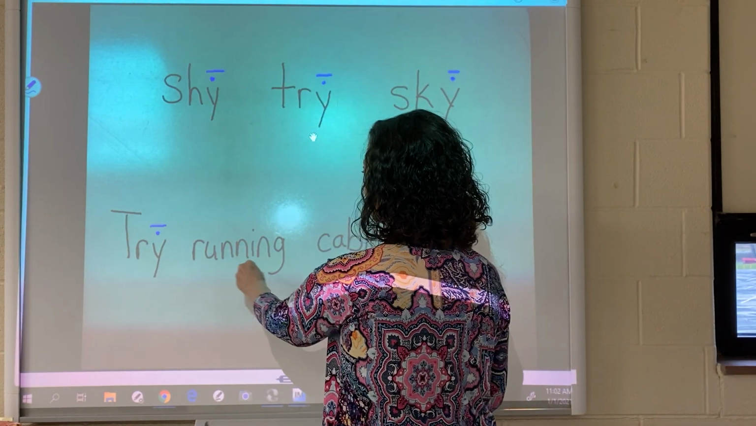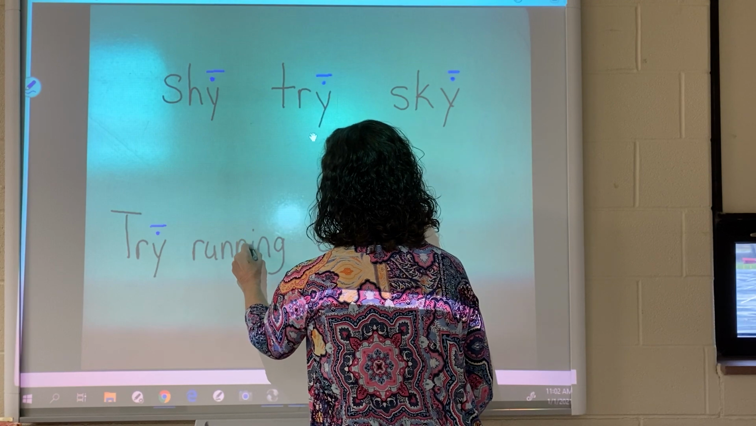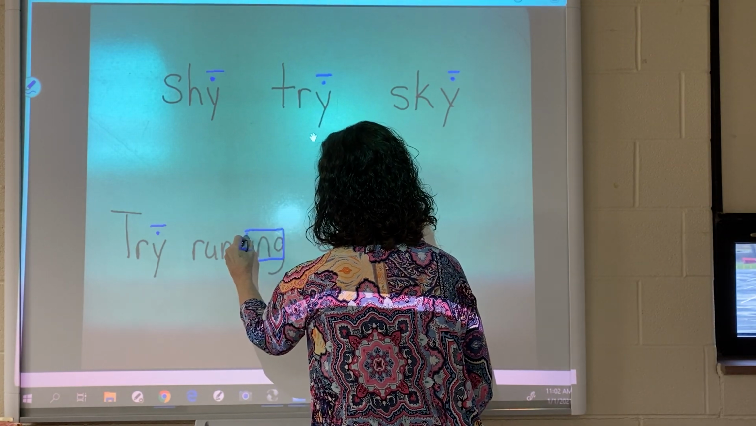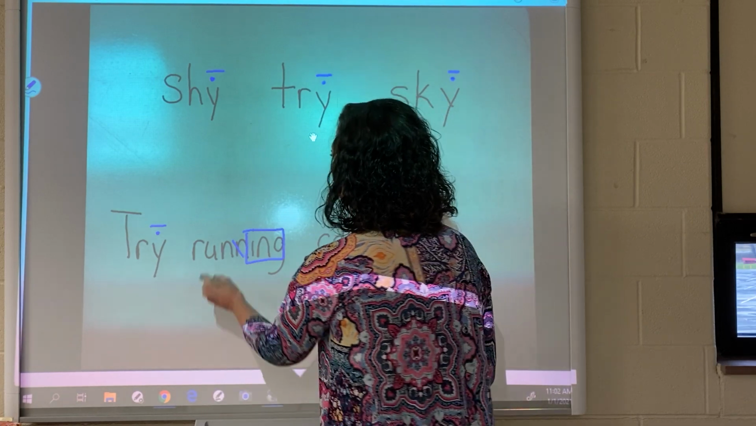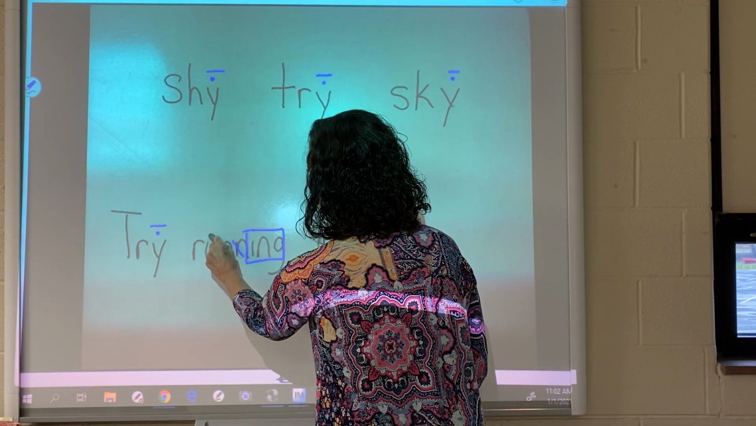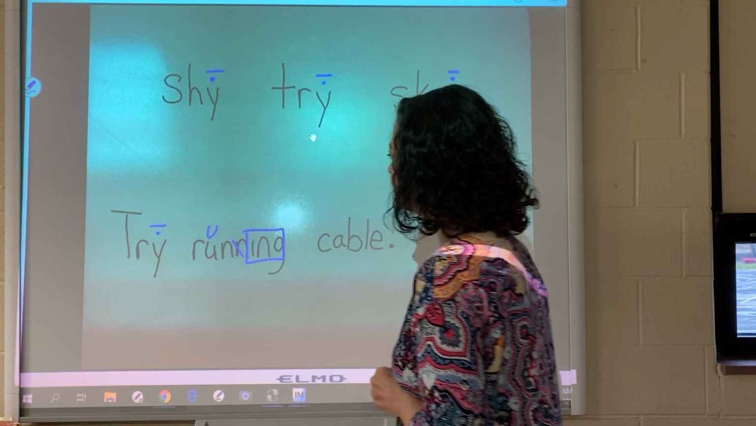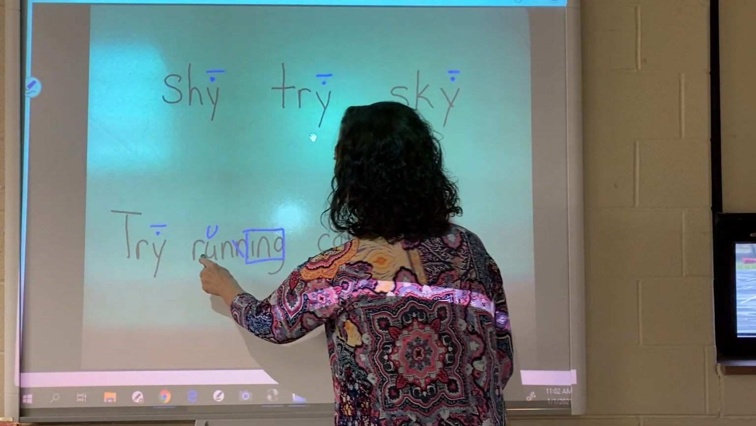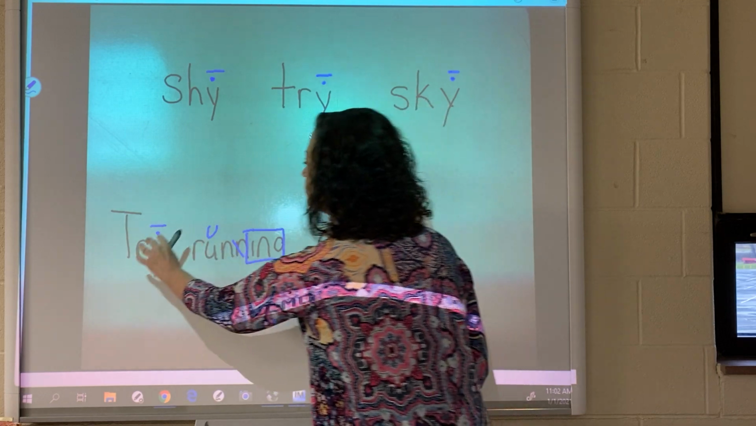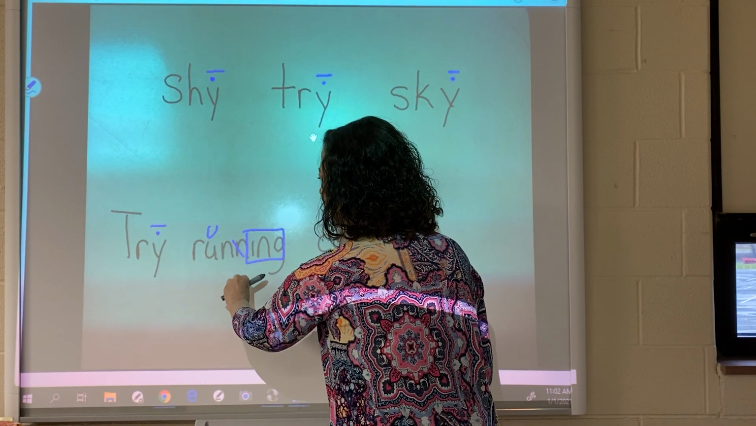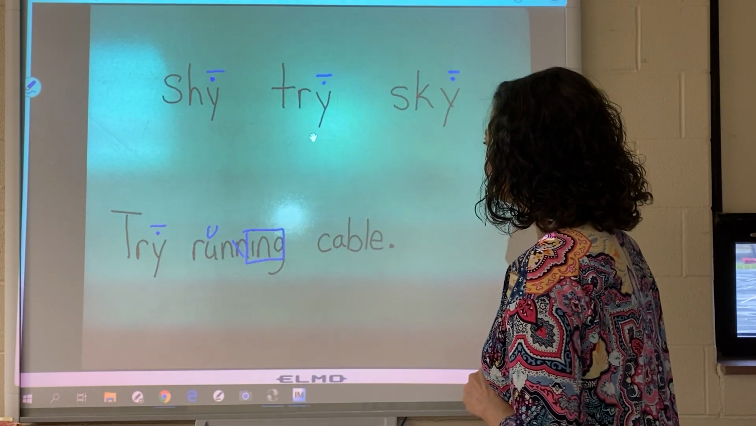Now this word, first thing I notice is it has a suffix. Mark out that ing if you want. And it has a vowel followed by a consonant, which is a short sound. And this word is running. Try running. Okay. And let's see.